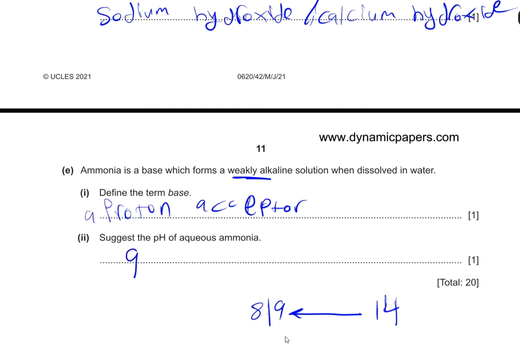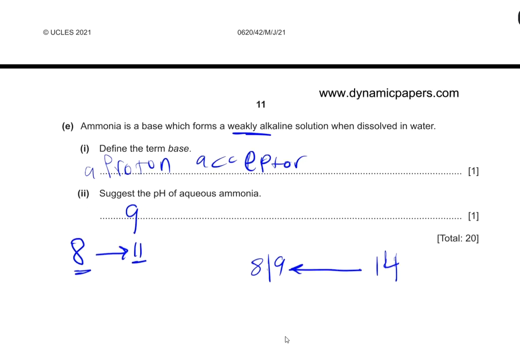And actually the marking scheme gives a kind of big range. So it gives anything in between 8 to 11. So if you choose 8 or 11 or anything in between them, the answer would be counted as correct.